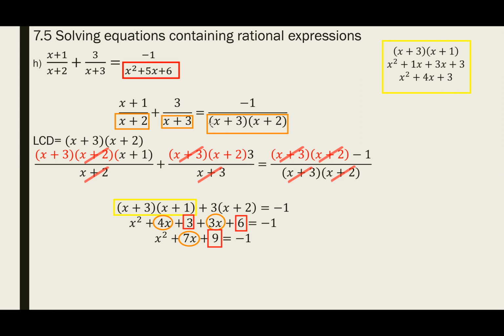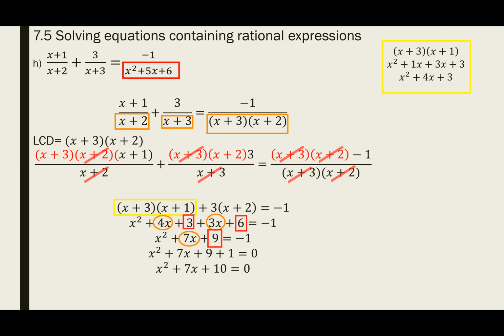How can I solve? I need to set it equal to 0. And if I set it equal to 0, I need to add 1 over. I have 9 plus 1. This is the problem I need to solve: x squared plus 7x plus 10.